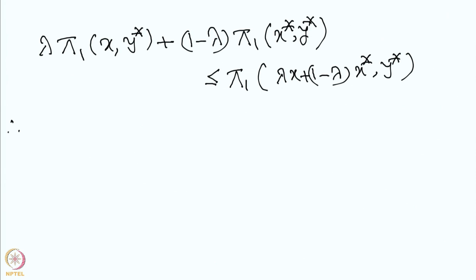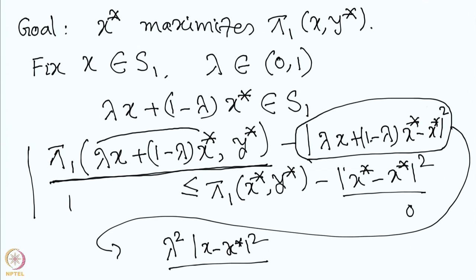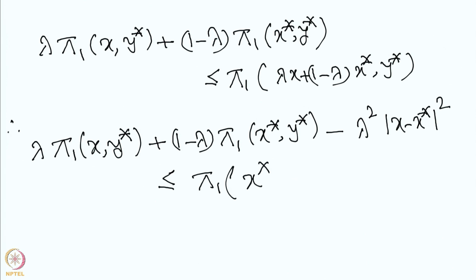Therefore, lambda pi 1 (x, y star) plus (1 minus lambda) pi 1 (x star, y star) is smaller than this one, and then the minus of that, that is minus lambda square mod x minus x star square, is less than or equal to pi 1 (x star, y star). So, now once this equation is there, there is a pi 1 (x star, y star) and again pi 1 (x star, y star) with 1 here. So, these two get cancelled.